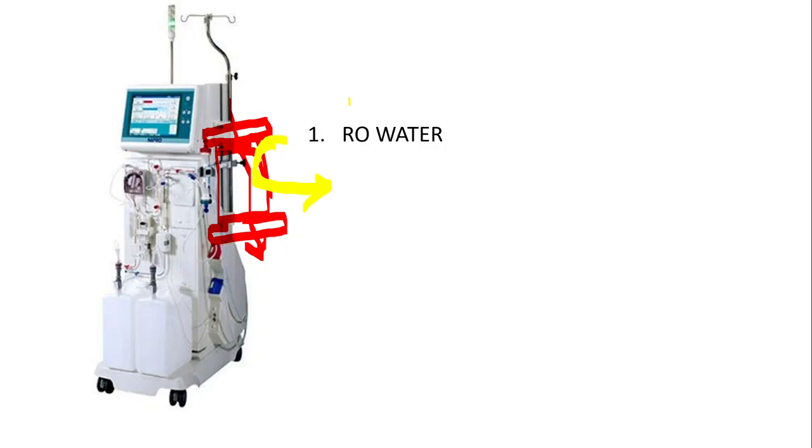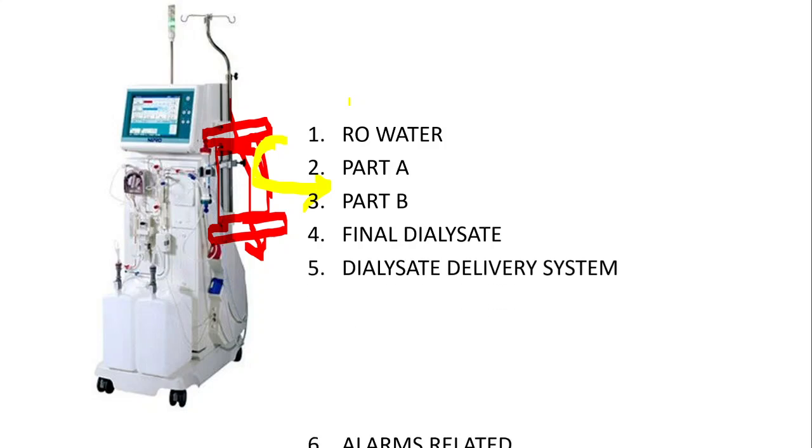So we will be seeing how the RO water used for dialysis is made, what are all the steps it undergoes, electrolyte composition, bicarbonate composition, final dialysate, dialysate delivery system, alarms which are related to the dialysate delivery system. So these are all the important topics you have to be aware of under each category.